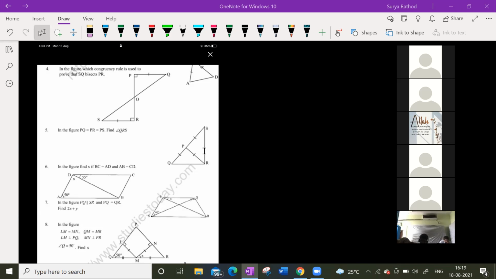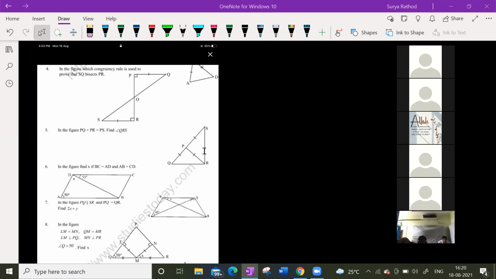Did we teach AAS? I don't think so. Yes sir, we have AAS congruency also. For this question, I used RHS. RHS also? One second, I'll ask all the children who have done it. Ananya, please complete. We won't be able to use RHS because the hypotenuse is not proven to be equal, sir. Only one of the sides is given.